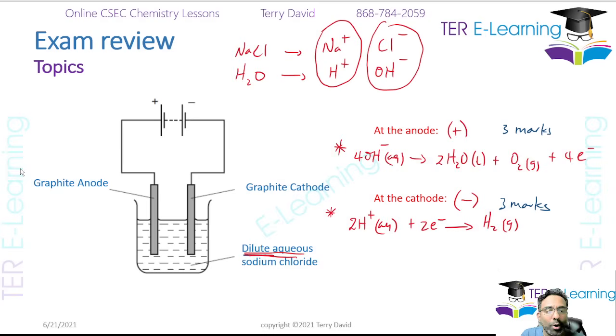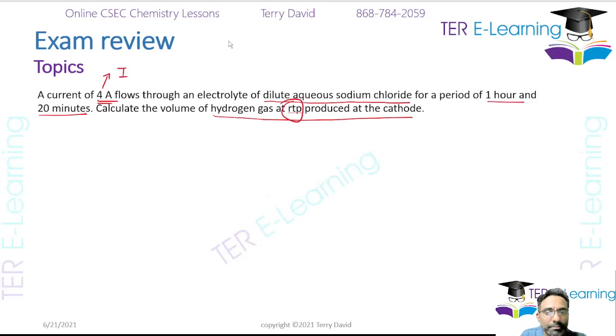Now we want to know what is happening at the cathode. This is my cathode reaction here. Hydrogen is going to be discharged. But let's look at it. It's dilute sodium chloride, so NaCl, and that's going to give you Na+ and Cl-. But because it's a solution, you have H2O present, so you're going to get H+ and OH- ions.